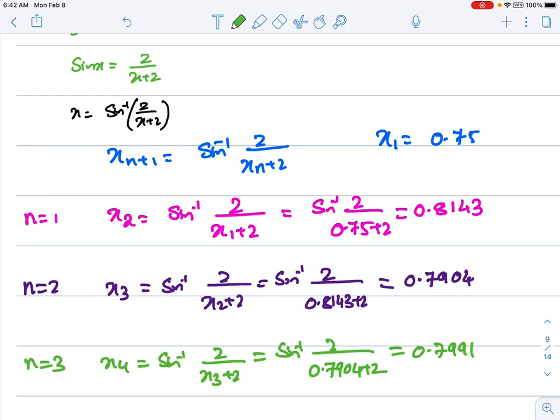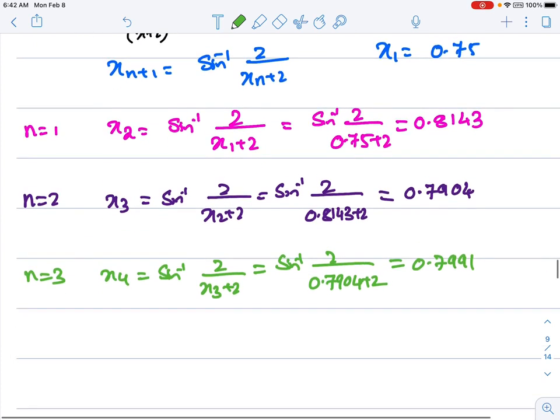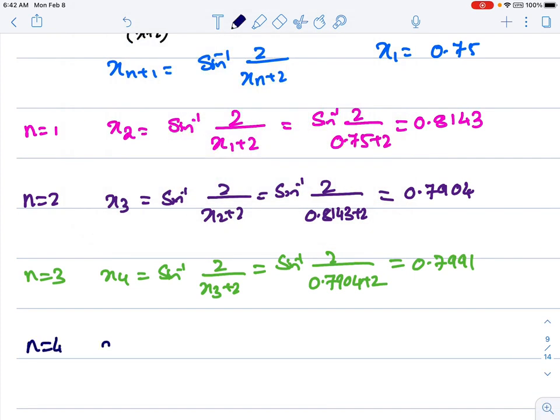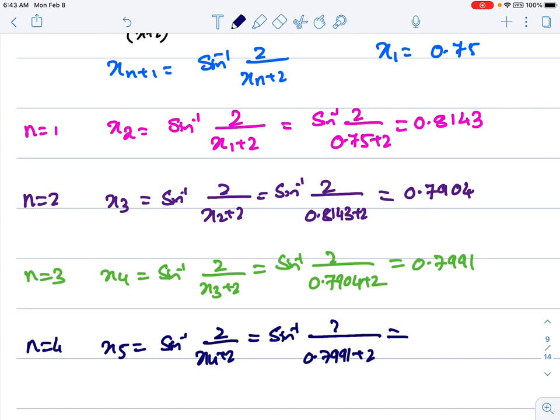Okay, so I'm going to try one more. Let n is equal to 4, so x5 is equal to sine inverse of 2 by (x4 plus 2), which is sine inverse of 2 by (0.7991 plus 2). So I go back and change it in the calculator, 0.7991 becomes 0.7960. Okay, so I should stop here.